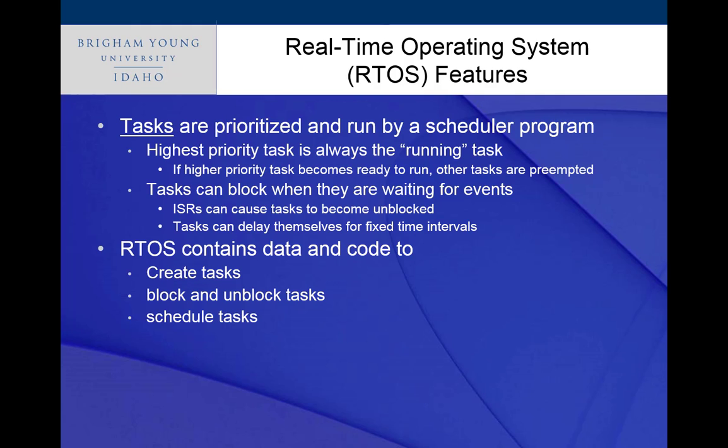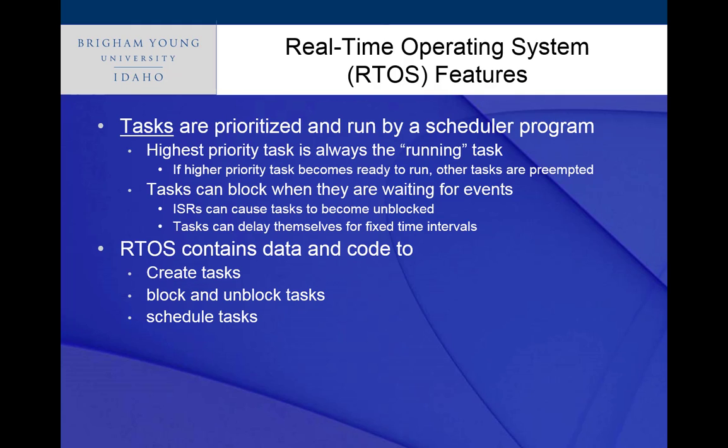Now, in addition to being able to check and see which tasks should be running, we're also going to want to be able to tell which tasks shouldn't be run. That is, those tasks that are still waiting for a condition or waiting for an event to occur. When a task is waiting for an event to occur, we're going to call that a blocked task, or a task that shouldn't be run.